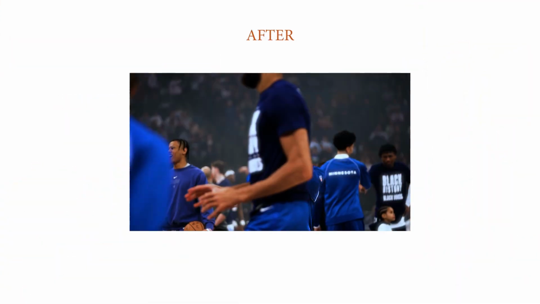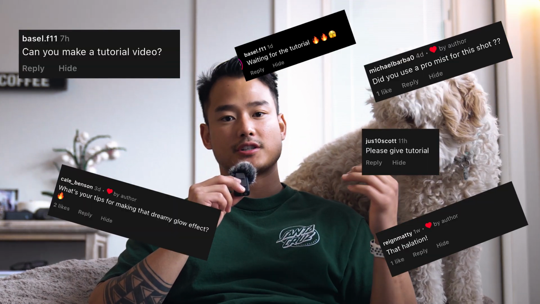So I recently just posted this before and after frame of some of my Timberwolf clips, but a common theme down in the comment section was, how did you get the halation, or did you use a filter? So today I'm just gonna show you how I add this halation bloom effect to all of my clips.